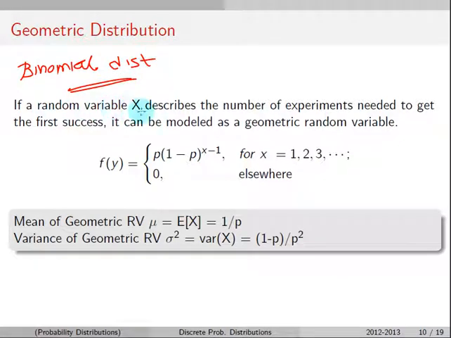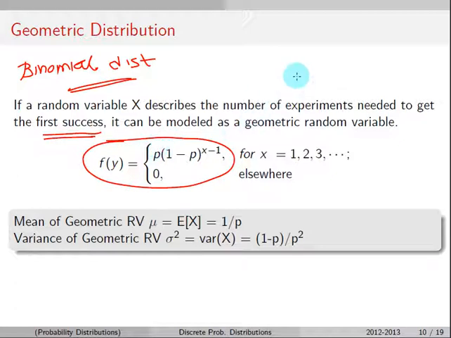If a random variable x describes the number of experiments needed to get the first success, it can be modeled as a geometric random variable, and the density function looks like this. And we'll take a look at the density function a little bit. I want you to first pay attention to the story behind this distribution.